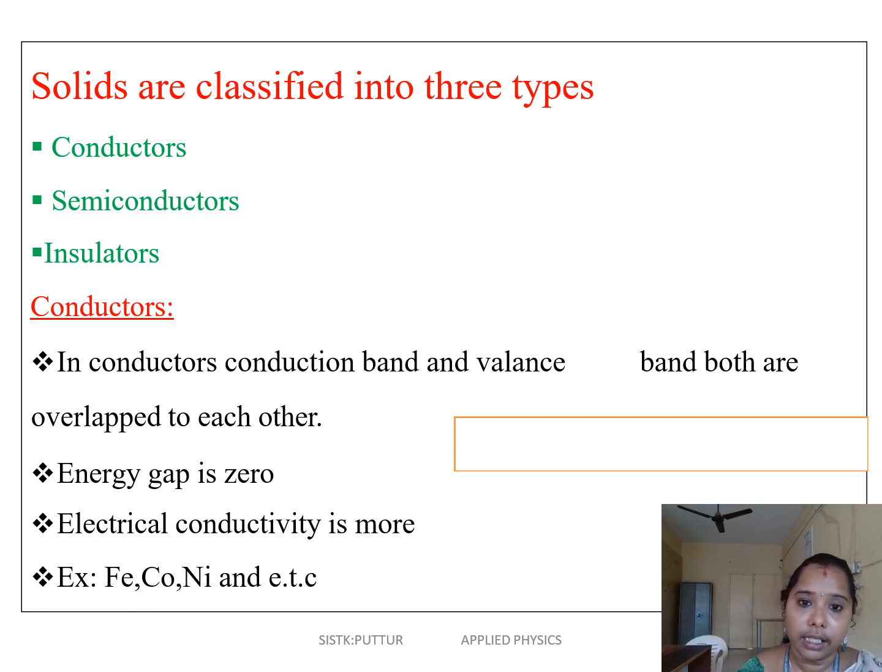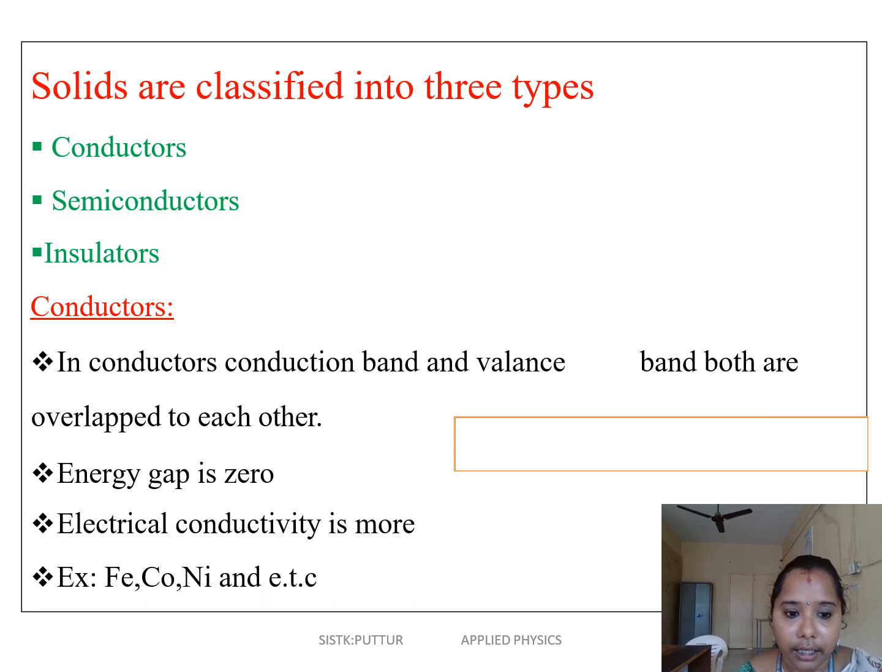Solids are classified into three types based on the energy gap: conductors, semiconductors, and insulators. In conductors, the conduction band and valence band overlap each other. Overlapping means there is no energy gap between the valence and conduction bands, so the energy gap is 0. If the energy gap is 0, it completely supports electricity, which means the electrical conductivity is high.